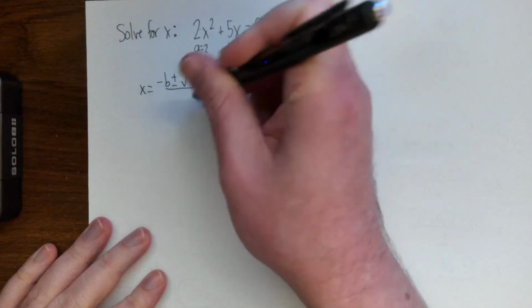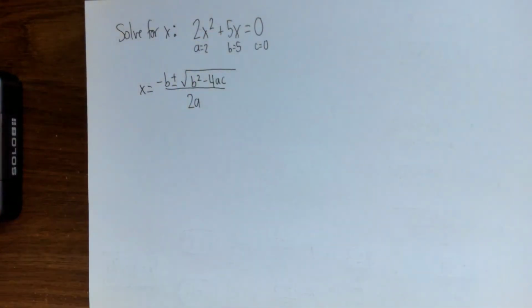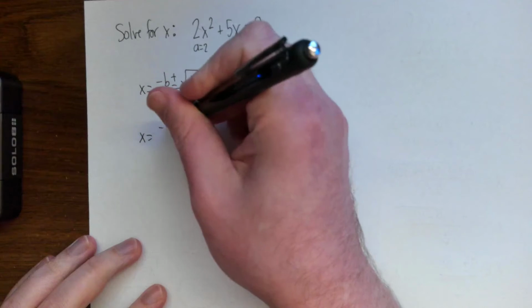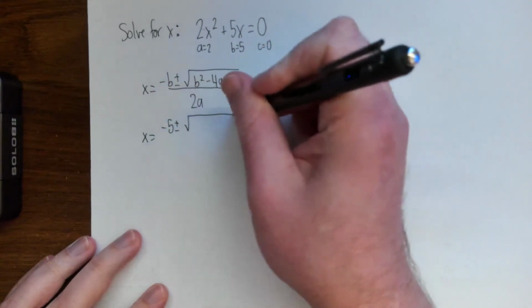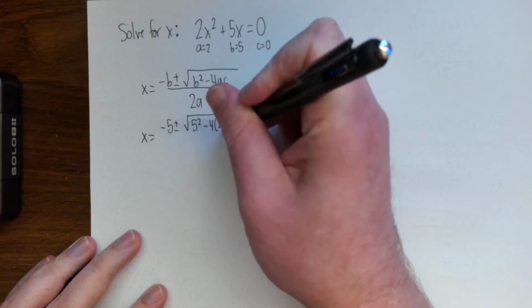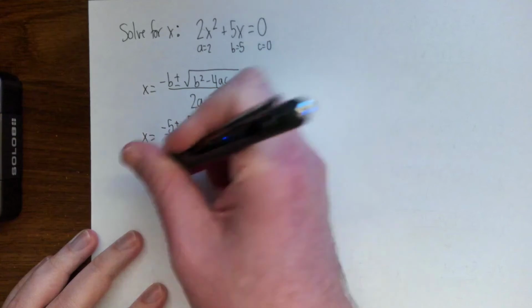Let's write the quadratic formula because it's a lot easier if you have it on your paper in front of you. Negative b plus or minus the square root of b squared minus 4ac all over 2a. Let's plug in some numbers. Negative b would be negative 5 plus or minus the square root of 5 squared minus 4 times 2 times 0 all over 2 times 2.